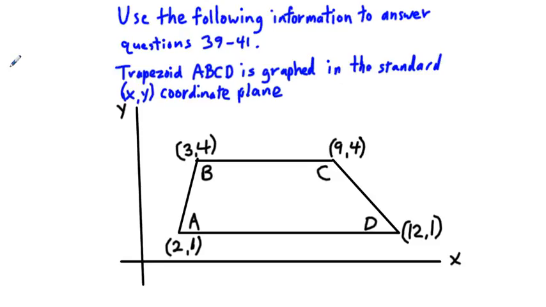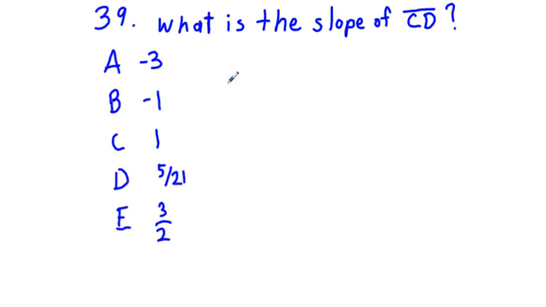Now, we have another 3-problem set. Use the following information to answer questions 39 through 41. Trapezoid ABCD is graphed in the standard XY coordinate plane. The first problem we're asked is what is the slope of line segment CD?